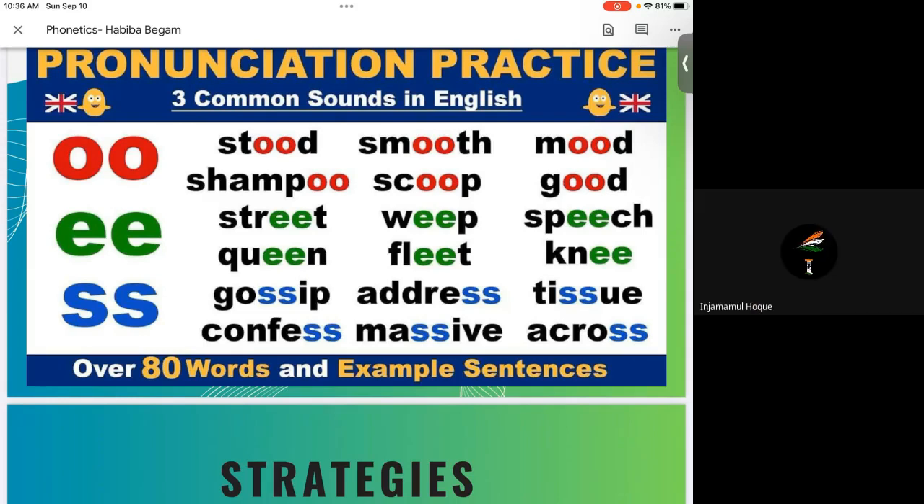Stood, smooth, mood, shampoo, scope, good, straight, whip, speech, queen, fleet, knee, gossip, address, tissue, confess, massive, across.